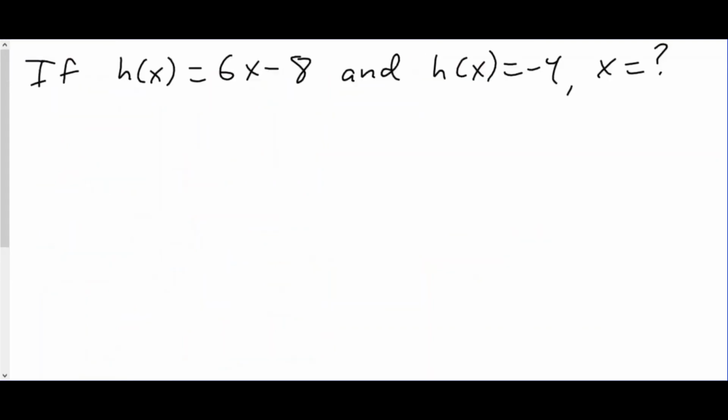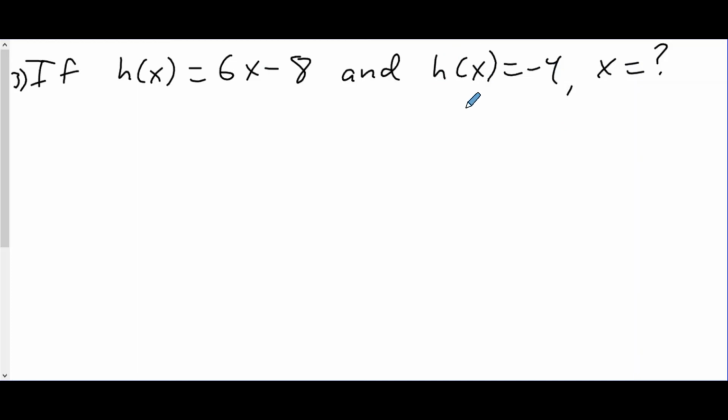Next question, number 3. If h of x equals 6x minus 8 and h of x equals -4, what does x equal? So this is a different kind of question. They're not asking us to find the output. They've given us the output. We want to find the input. So do not put in -4 for x, because again, I don't know what x is. I want to find it.